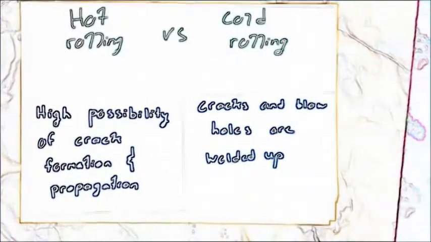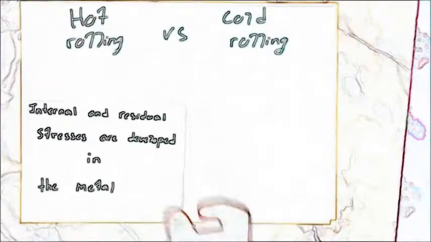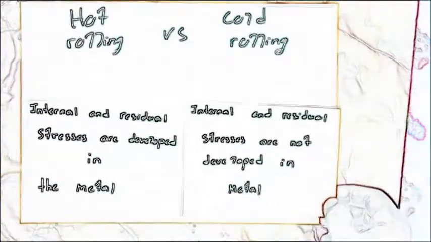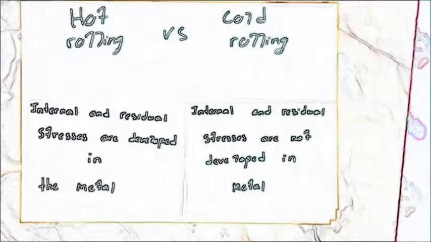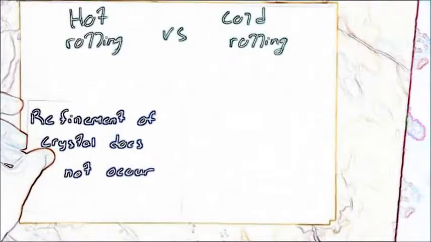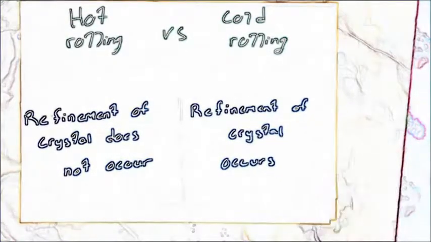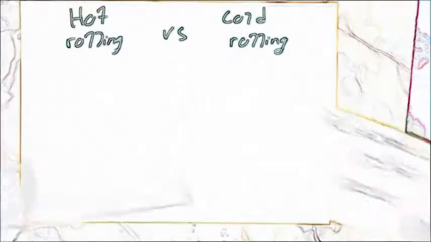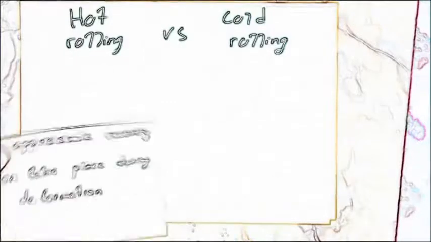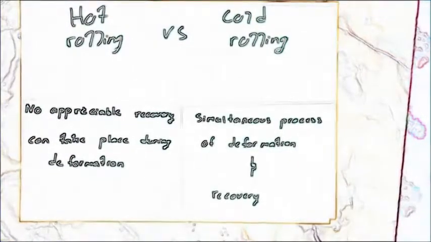In the cold working rolling process, internal and residual stresses are developed in the metal, while they are not in the metal of the hot working rolling process. Refinement of crystals does not occur in the cold working rolling process, but there is refinement of crystals in the hot working rolling process. No appreciable recovery can take place during deformation in the cold working process, while the process of deformation and recovery is simultaneous in the hot working process.